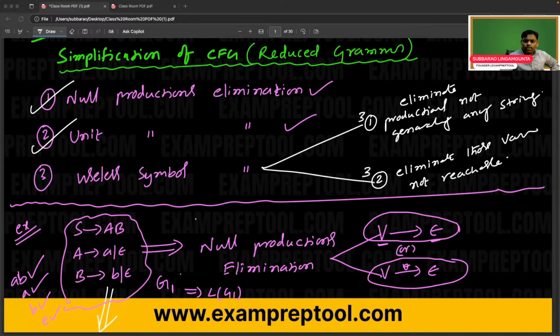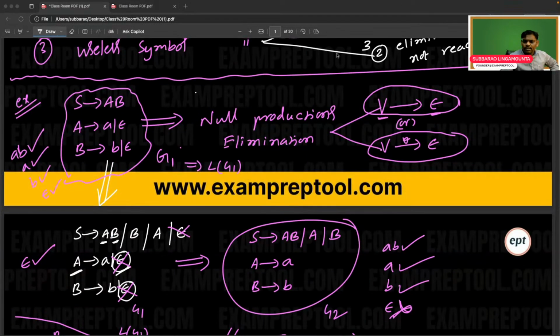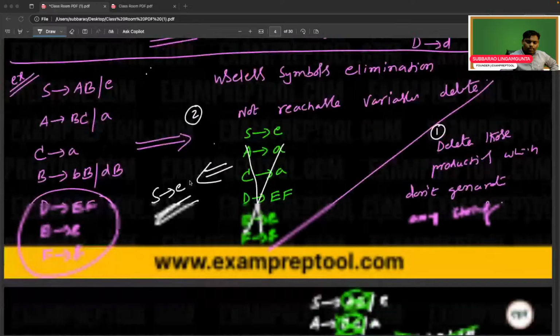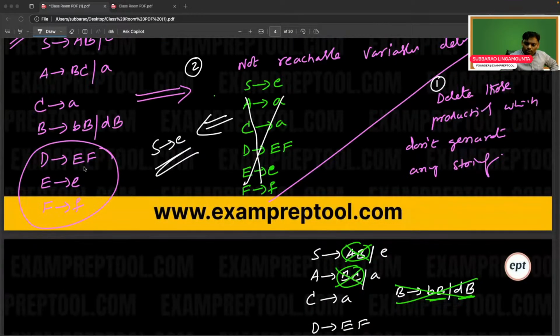Sir, D producing D is useless? No. Because D goes to D, it is a string, isn't it? It is generating one string. In the last problem, if you observe, D goes to D. If at all D goes to D, it is generating some string. If anything is generating something, then it is not useless. It is generating something but not reachable. If you want, you can verify. E goes to E, generating something. F goes to F, generating something but not reachable.